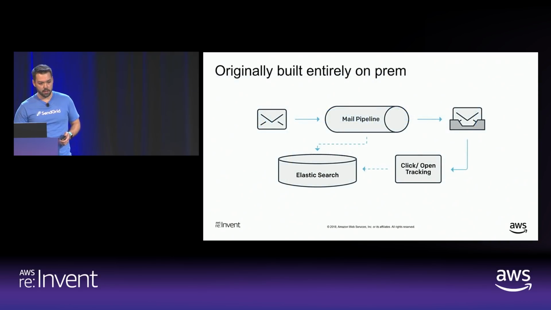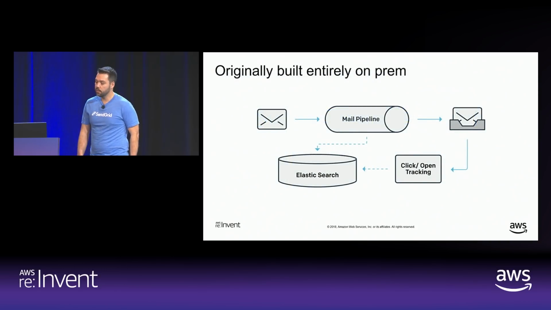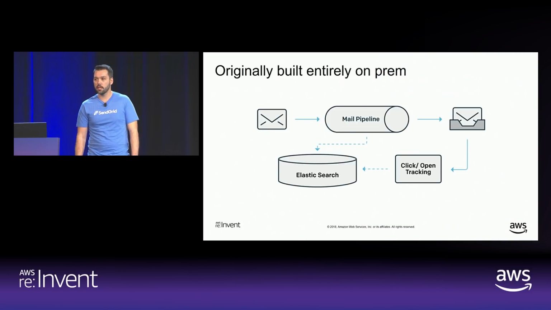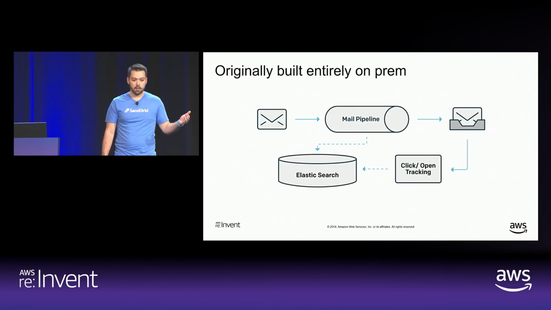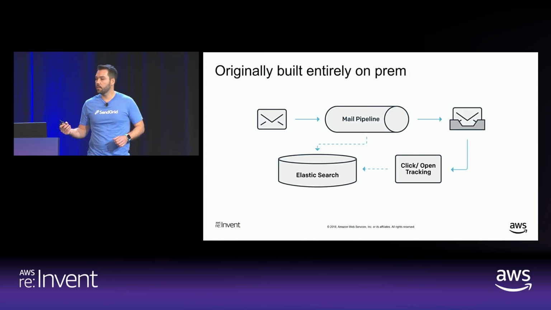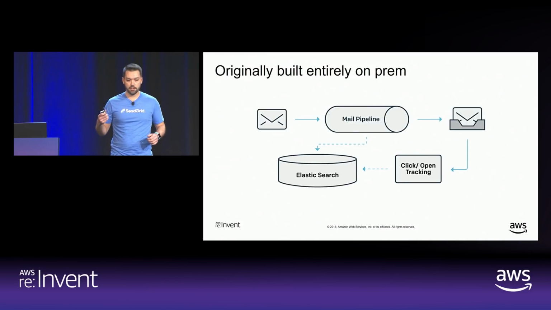So a little bit more about email activity. We built it originally on-prem in the early days of SendGrid, and this is a high level of what it looks like. So an email is sent through our mail pipeline from one of our customers, and it's sent to us. It goes through our system. And as it goes through our mail pipeline, the pipeline generates various events as it makes its way through. Those events get collected and stored into Elasticsearch.